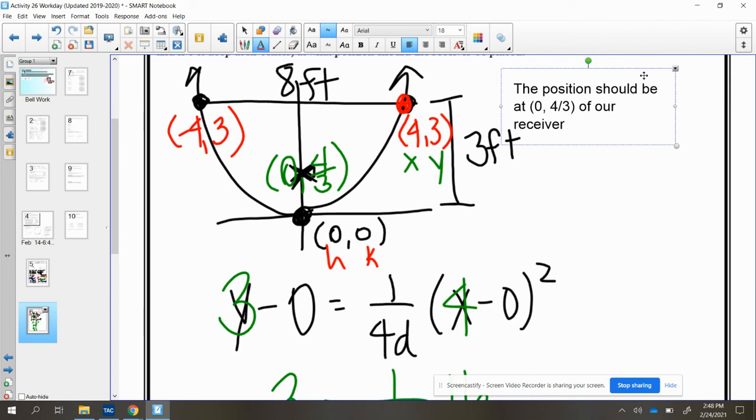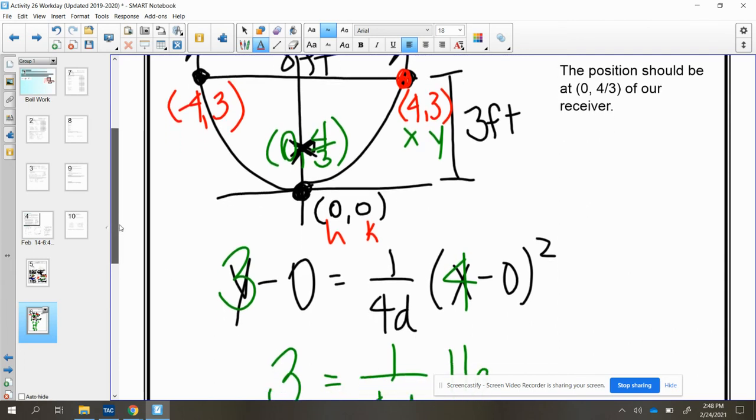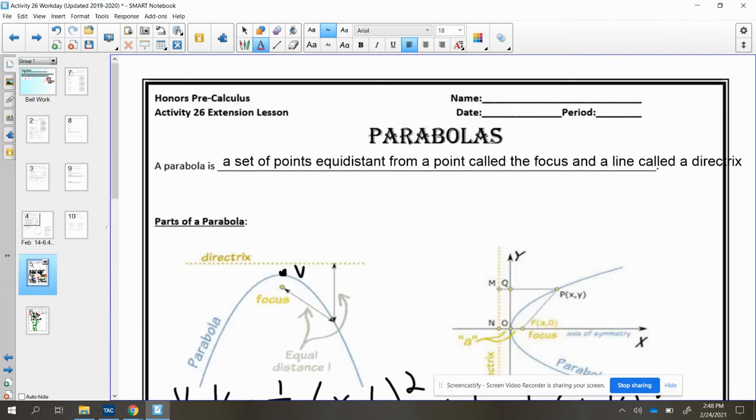And we will definitely be working more with word problems in the future for all of our conic sections, but this is kind of a little introduction to setting one up and solving for that missing piece. Okay. Thanks everyone for watching. We'll work more with parabolas in class.